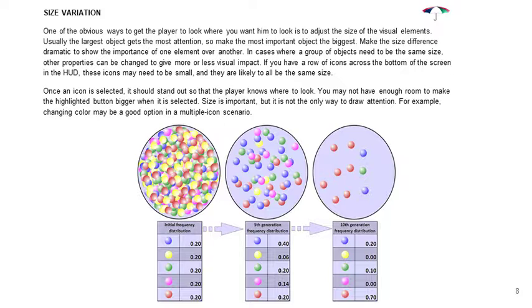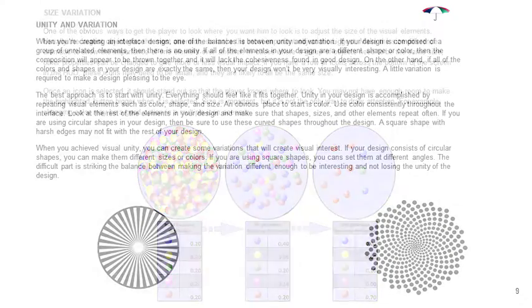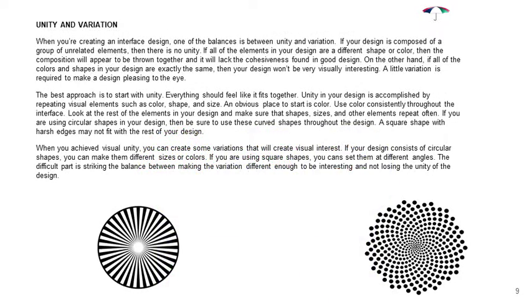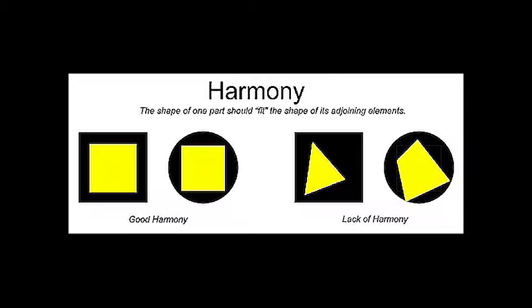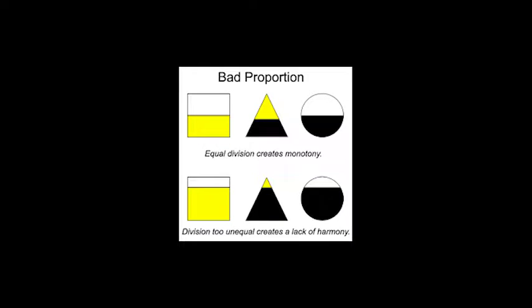When you're creating an interactive interface design, you want it to be attractive, but you also want it to be intuitive for navigation. One important skill is to be able to manipulate the balance between unity and variation. If your design is composed of a group of unrelated elements, then there is no unity. If all the elements in your design are a different shape or color, then the composition will appear to be thrown together and will lack any cohesiveness found in any good design. On the other hand, if all the colors and shapes in your design are exactly the same, then your design won't be very visually interesting also. So a little variation is required to make a design pleasing to the eye.